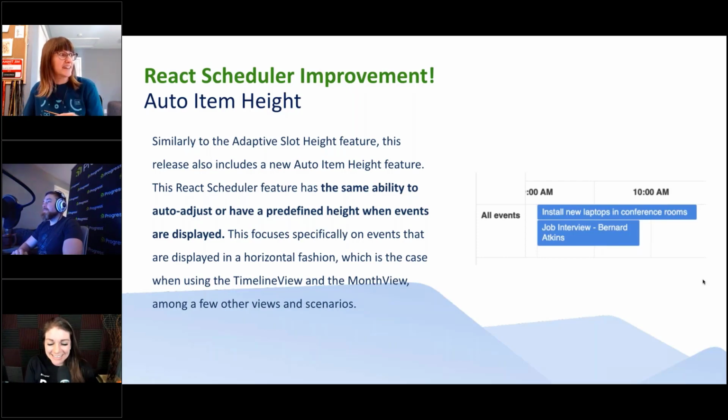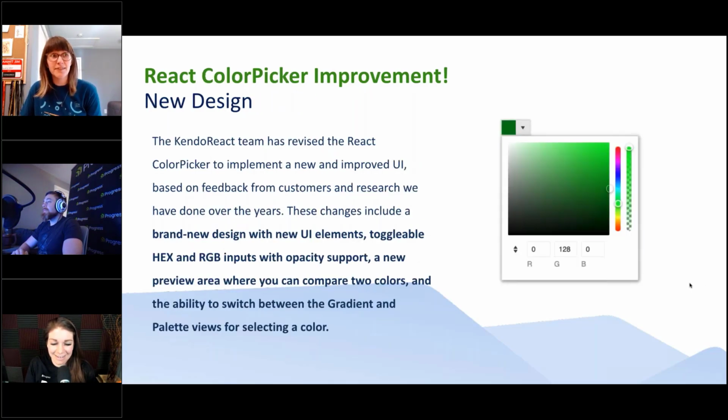We have also, similarly to that adaptive slot height, the React scheduler feature now has the ability to auto adjust or have a predefined height when your events are displayed. So just improving how things are shown. We also got the design upgrade to the ColorPicker, again, so that both of those are completely in sync. Just little tweaks, always making sure that things look as nice as possible and are as intuitive as possible.